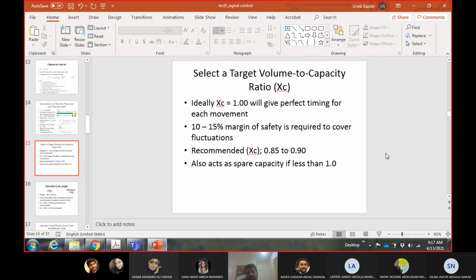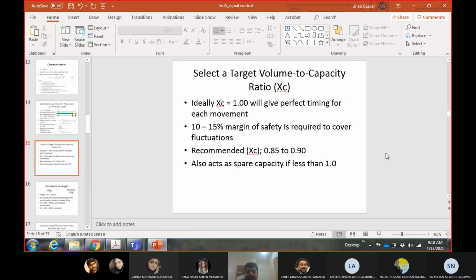So 10 to 15% means 10 to 15% less than 1, because 1 means exactly equal. So usually XC is taken between 0.85 to 0.9, and it basically acts as a spare capacity.